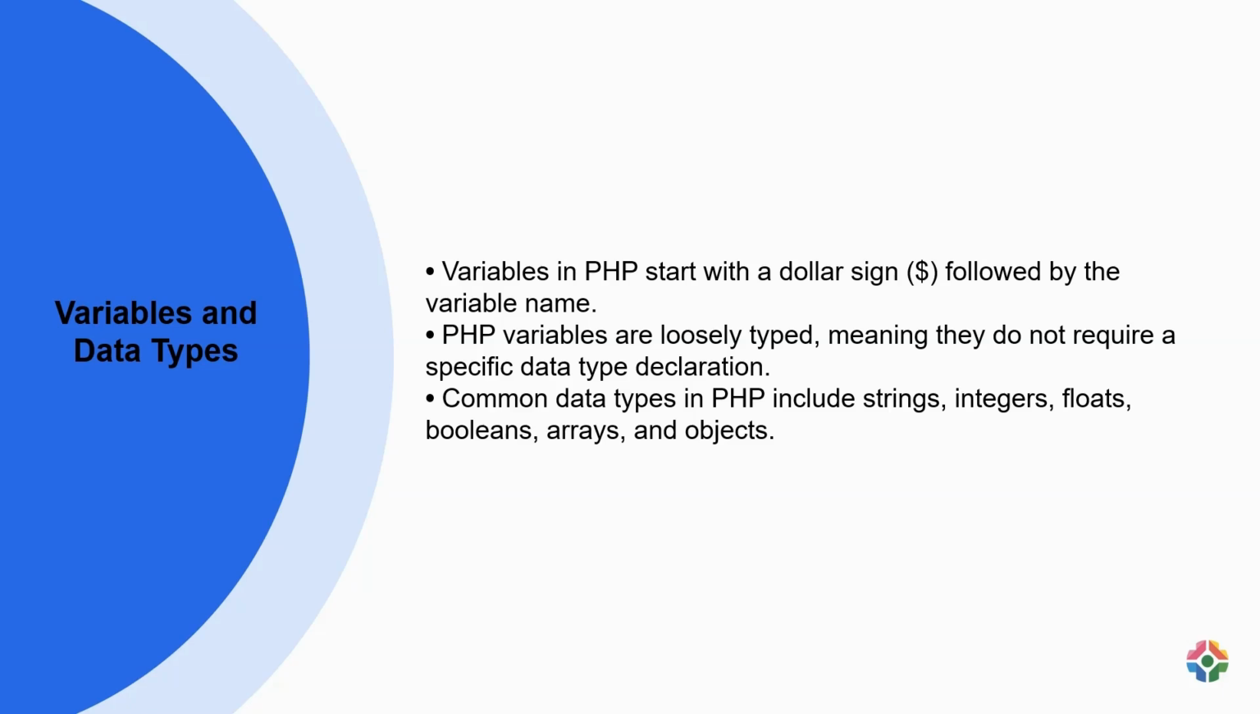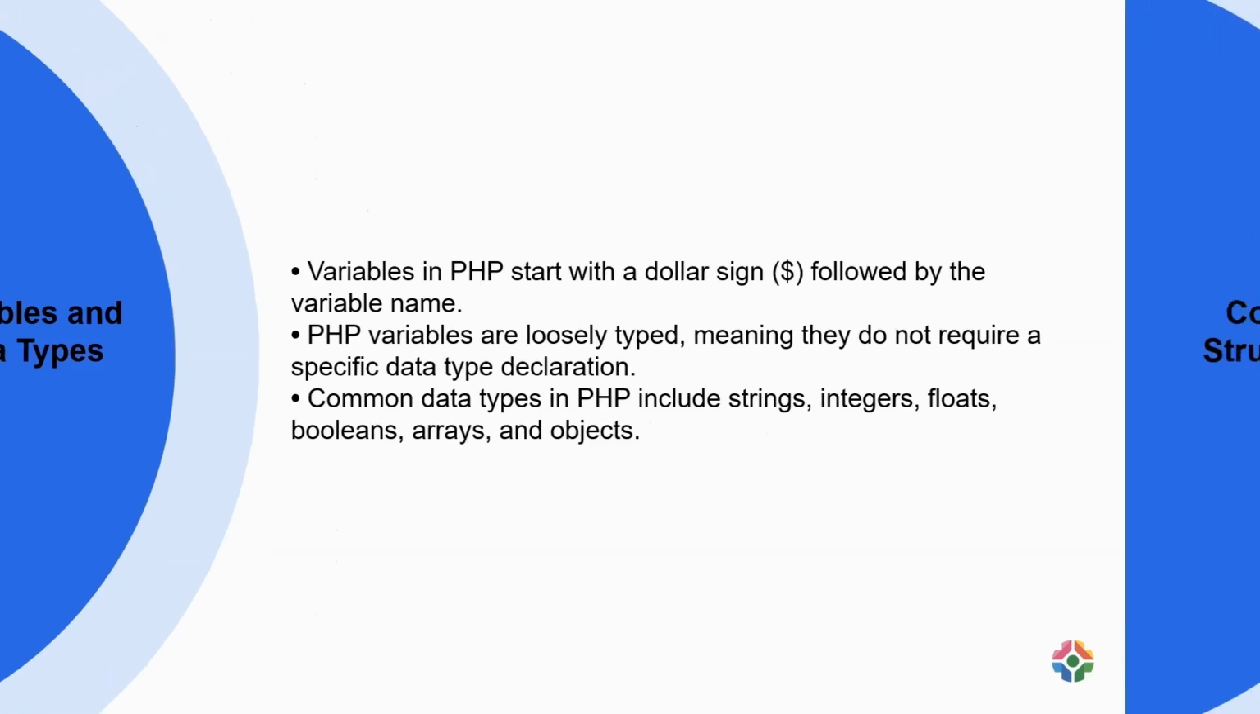For instance, a string variable in PHP would be declared as name equals John Doe, while an integer variable would be age equals 25. This flexibility in typing allows for ease of use and manipulation of data within PHP programs.